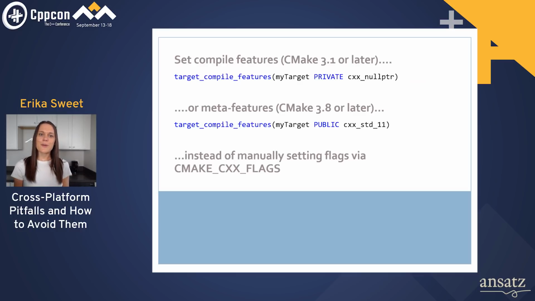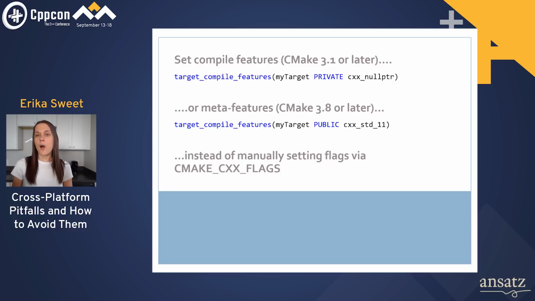A third example is to set compile features. So in this first example, we're setting one compile feature that's required to compile this specific target, or meta features. In the second example, we're setting a C++ language standard that's required to compile this target, instead of manually setting flags. You don't need to be in the business of maintaining flags and error messages for every version of every compiler, because that's something that CMake can help you with.